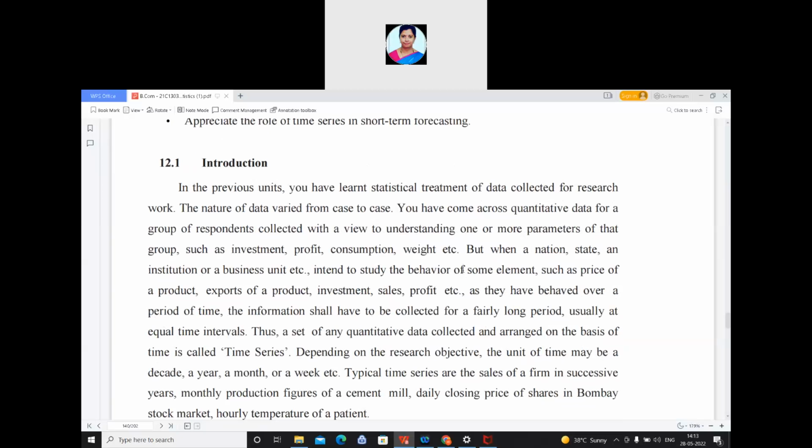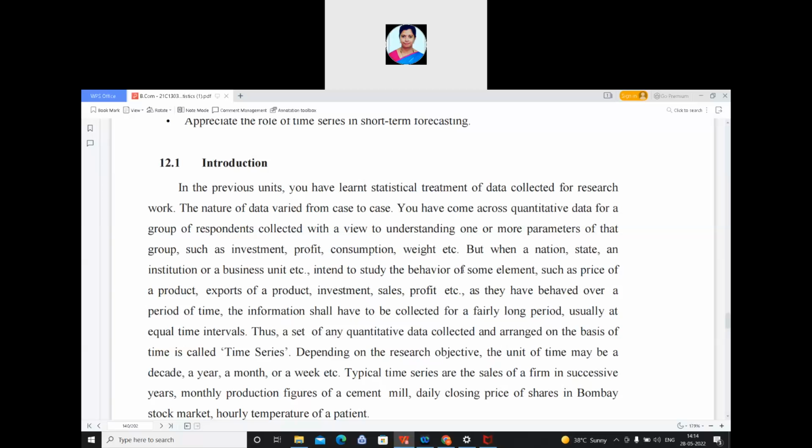In the previous units, we have learnt that we usually collect statistical data, and it is the collection of data that we are considering here. The nature of data varies from case to case. Here we have come across quantitative data for a group of respondents, collected with a view to understanding more than one parameter, such as investment, profit, consumption, weight, etc.